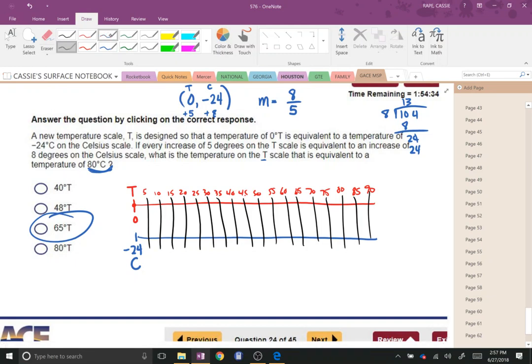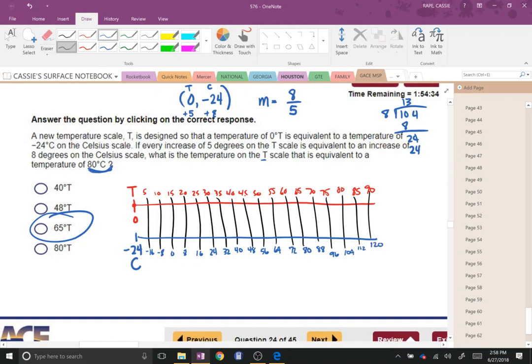Now I'm going to do the same thing on the C scale, except I'm not moving by 5s, because a jump of 5 on the T scale is equal to 8 on the C scale. So if I move up 8, I'd be at negative 16, then negative 8, then 0, then 8, 16, 24, 32, 40, 48, then 64, what's next, 72, yep, 80. Wait a minute, I didn't do that right: 48 plus 8 is 56, I missed one. So 56, then 64, then 72, then 80, and then 88. I know that I've already passed where I have to be, but 96, 104, plus 8 is 112, plus 8 is 120.